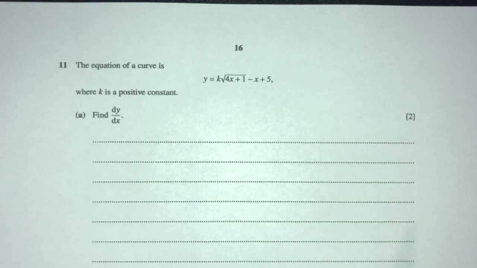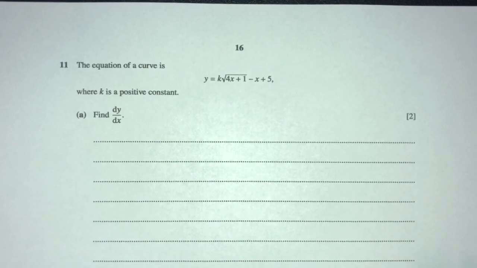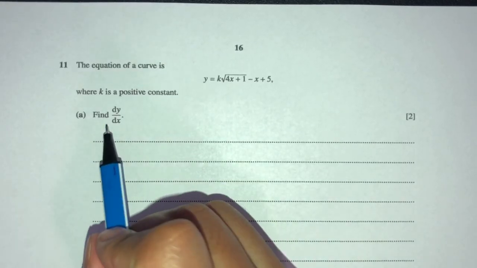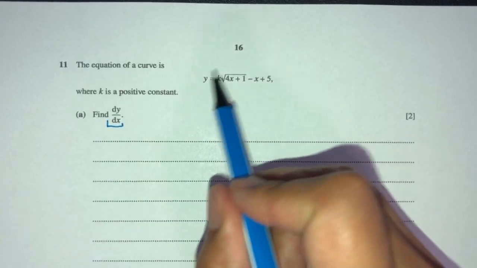Now let's move on to question number 11. This is the last question in this paper. Let's see what we have. The equation of a curve is given to you by this, okay, where k is a positive value. Now we have to find dy by dx. So we have to differentiate. So first thing first, let me rewrite this.